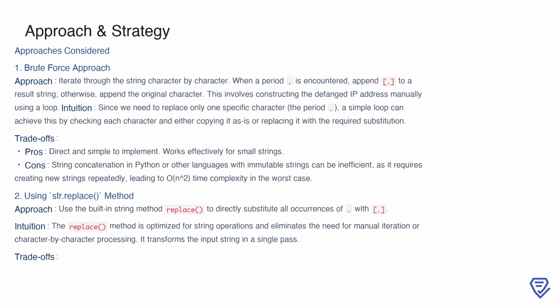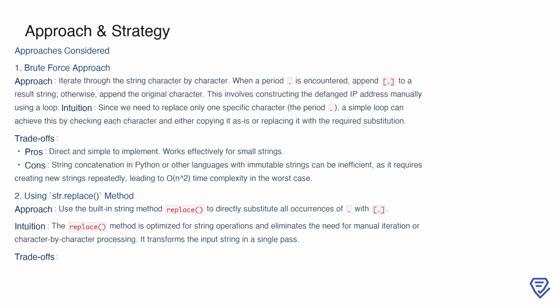This approach is straightforward and easy to understand, making it a good starting point. However, there's a trade-off. While it's simple to implement and works well for small strings, it's not the most efficient. This is because in languages like Python, strings are immutable, meaning every time we modify the string, a new one is created. This repeated concatenation can lead to a time complexity of n squared, in the worst case.